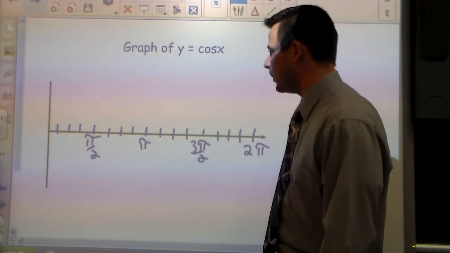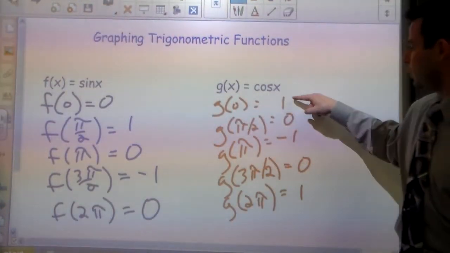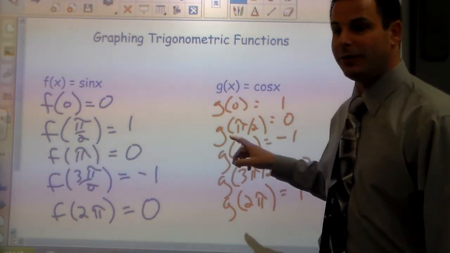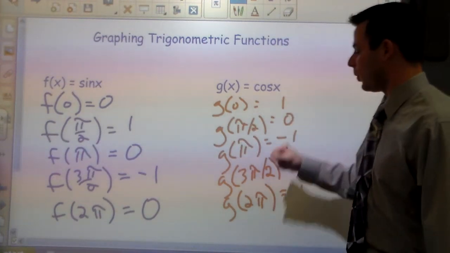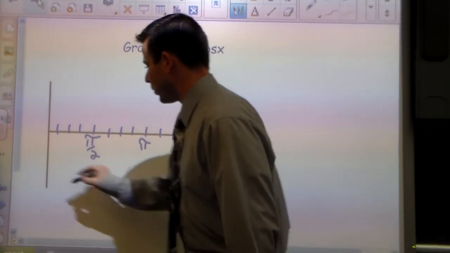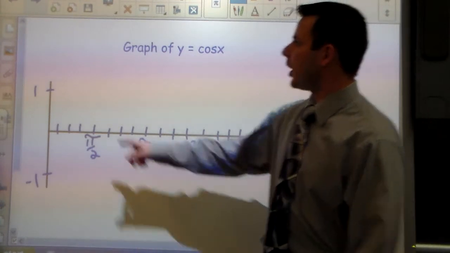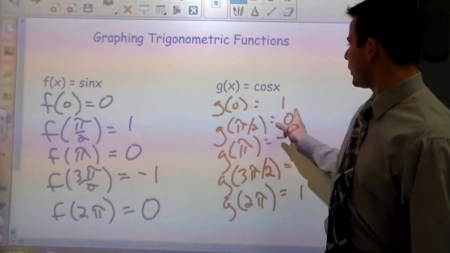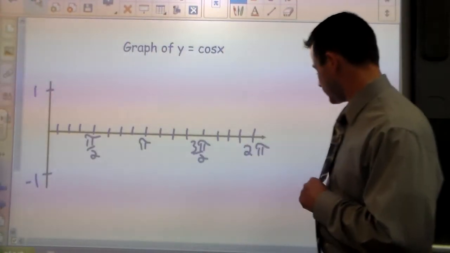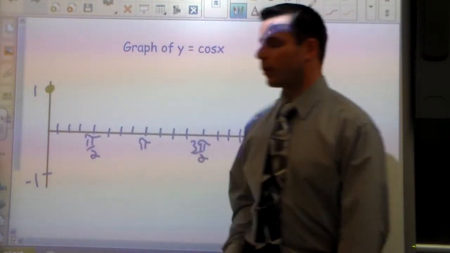So now we'll look for the maximum and minimum values to see what to put on our y-axis. And the maximum value here is 1, and the minimum value here is negative 1, which means the y values range, pun intended that time, from negative 1 to 1. So that's what we'll put on our y-axis, from negative 1 to 1. Okay, let's plot these ordered pairs. G of 0 is 1. So, when x equals 0, then cosine equals 1. There's our first ordered pair.